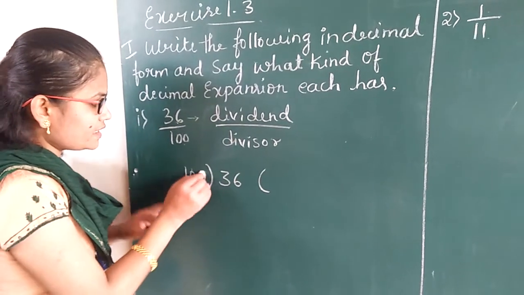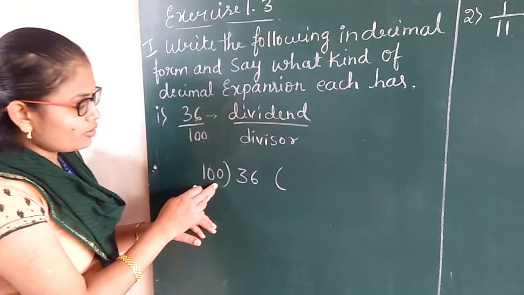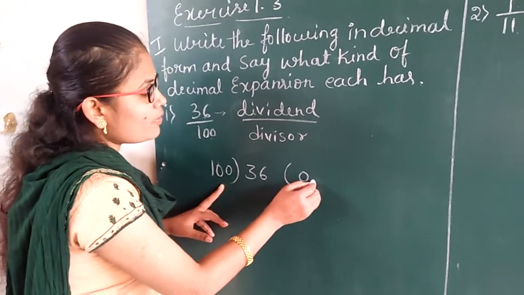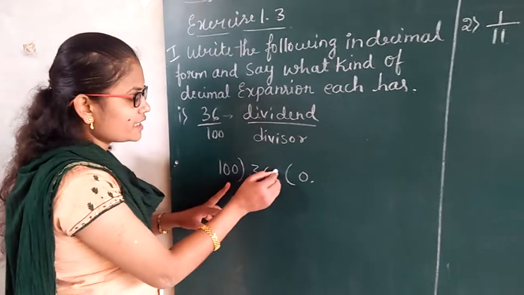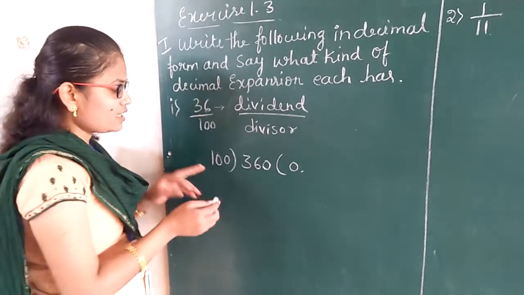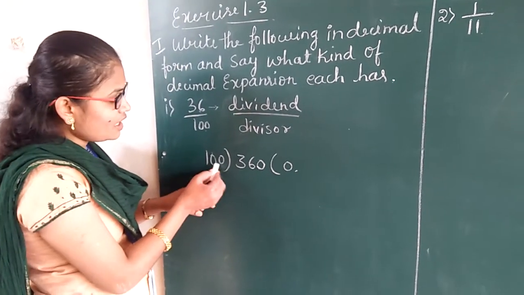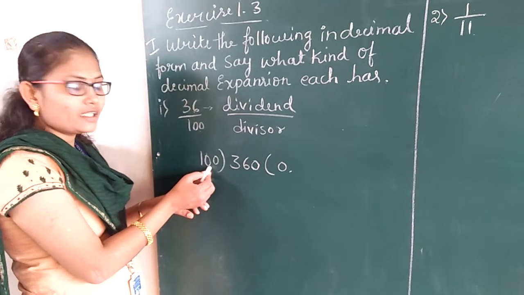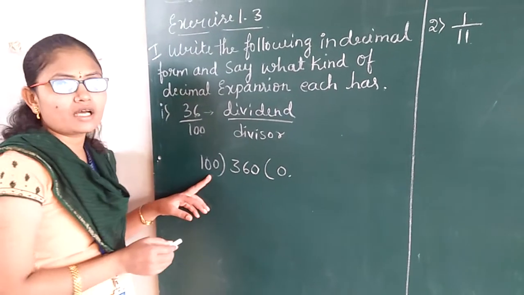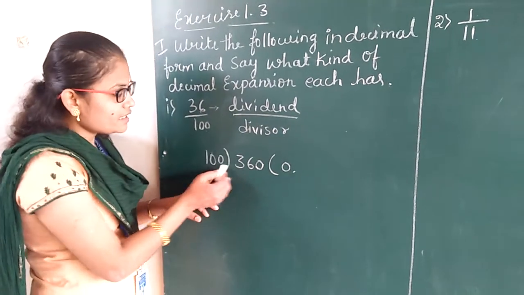Now you can see, is it possible to divide 36 by 100? No, it is not possible. So what do we have to do? We have to put a decimal point and take 0 with 36. Now it becomes 360. Will 360 occur in the multiples of 100? No, 360 will not occur in the multiples of 100. Multiples are nothing but the table of 100.